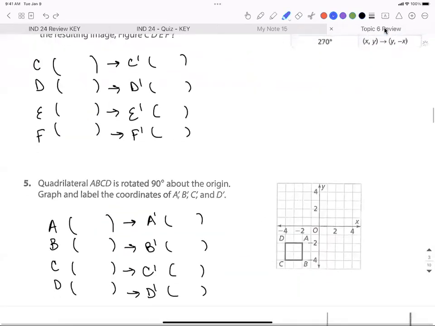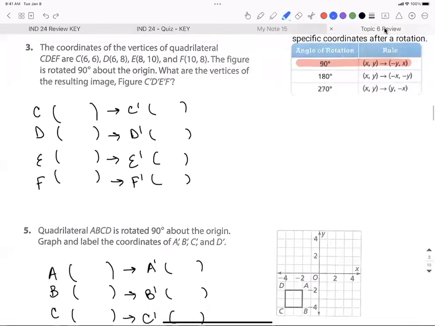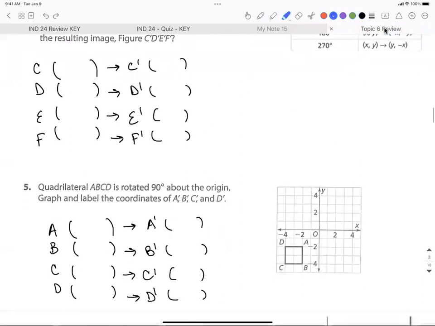Very similar to that, and I'll leave both of these up there, and then I'll walk the room, make sure everybody has these. Number 5, your work needs to look just like this. Now, this time they don't give you A, B, C, D prime. You have to find it yourself. Not prime, sorry, the pre-image. You have to figure out where the coordinates are, plug them in, then apply the 90-degree rule to get your new coordinates, and then it wants you to graph it. So number 3, you just have to list them. Number 4, you have to list them, then graph them. I'm going to come around, make sure everybody's got this. Your answers need to look just like this.